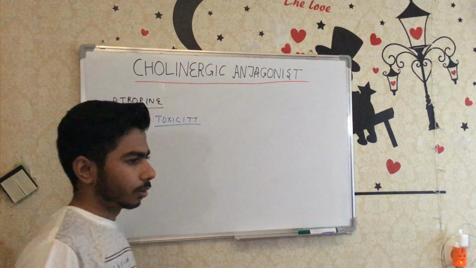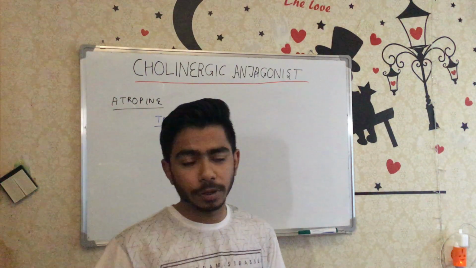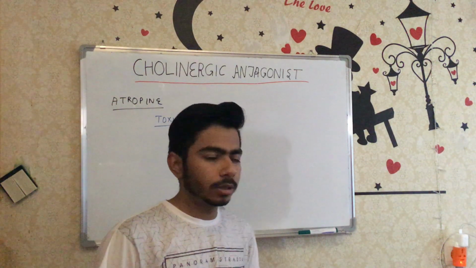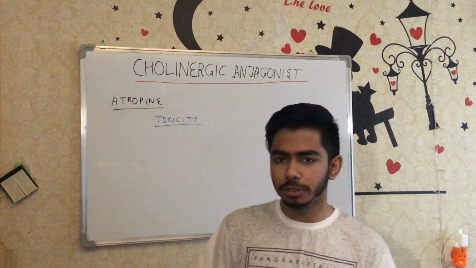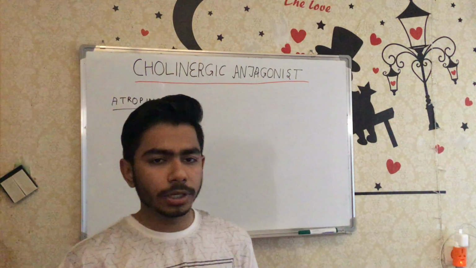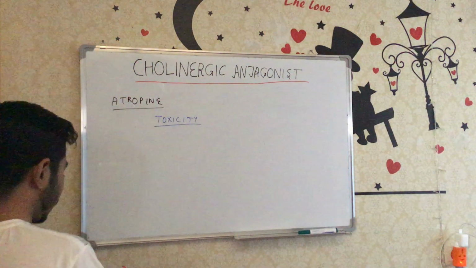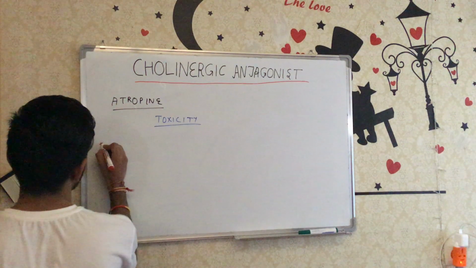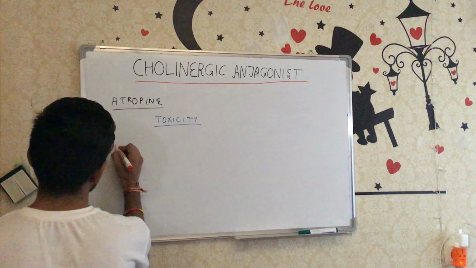Now, the person would feel like as blind as a bat because, as I already told you, there would be cycloplegia with these kinds of drugs, that is atropine. So, due to cycloplegia, it will cause the blurring of the vision. So, due to blurring of the vision, the person will feel as blind as a bat.